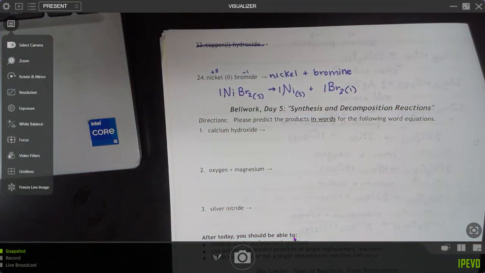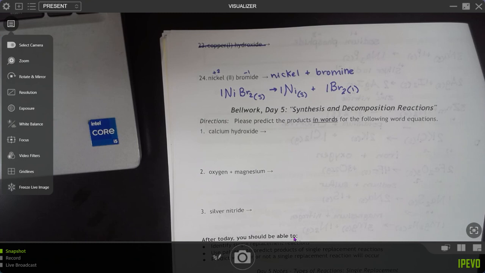Okay, that was really speedy, guys. That was a really quick run through of how to do synthesis and decomposition.